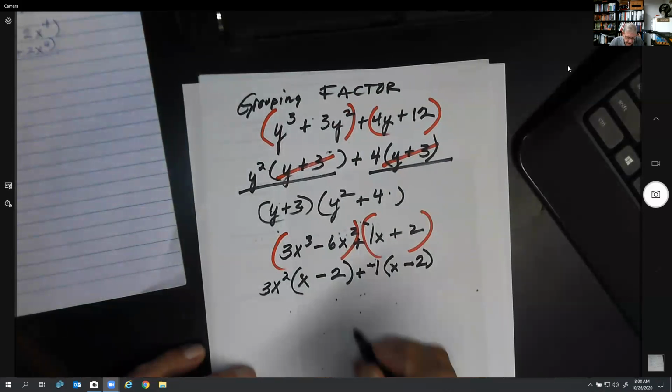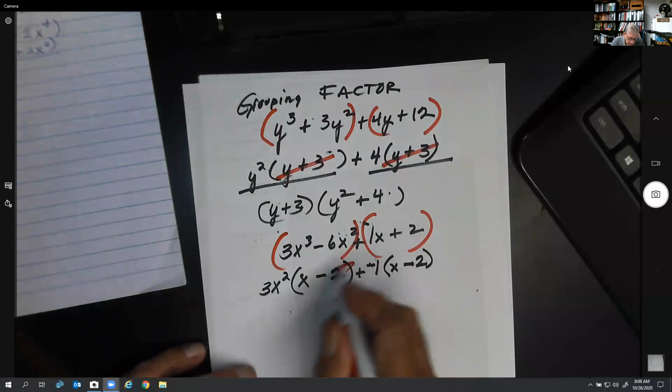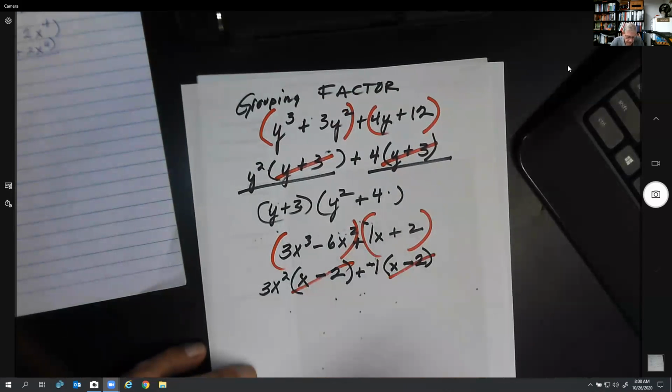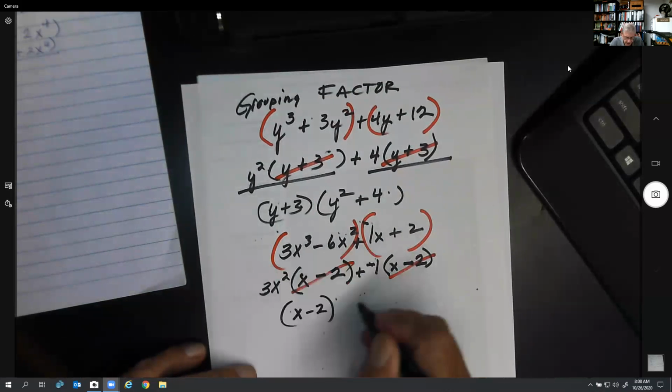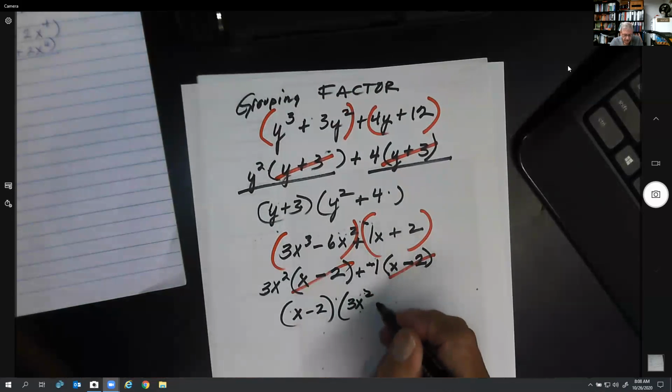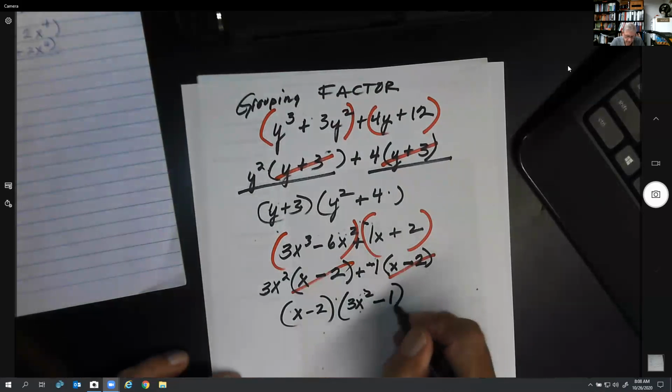And then I can take out my common factor. I'm going to cross it off: x minus 2. And what's left? I got 3x squared. And instead of writing plus a negative, I'm just going to write -1. See?